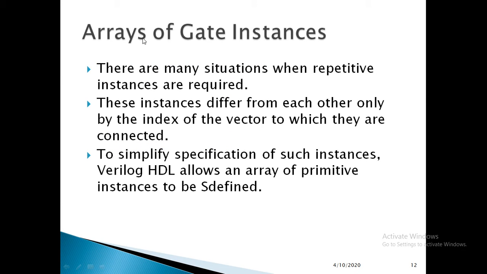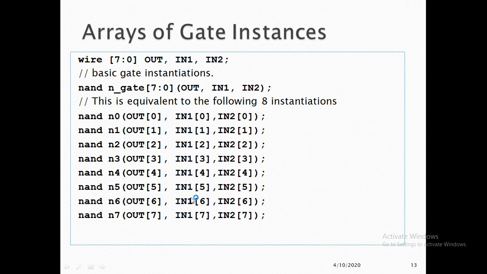Now arrays of gate instances are discussed. For many situations when repetitive instances are required, to simplify the specification of such instances, Verilog allows an array of primitive instances to be defined. Here an array of 8 bits is defined as out, in1 and in2.